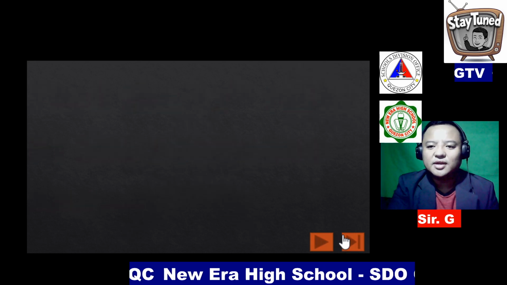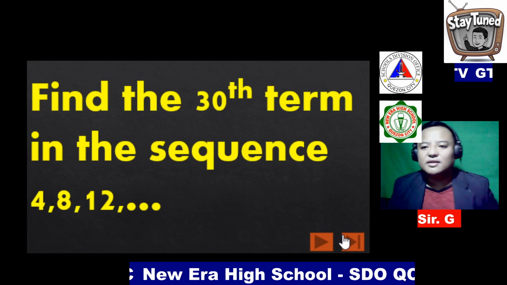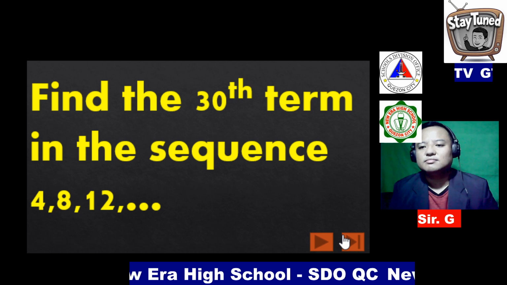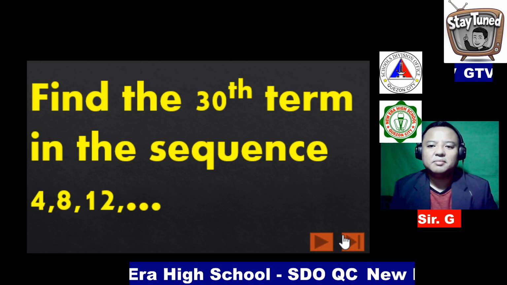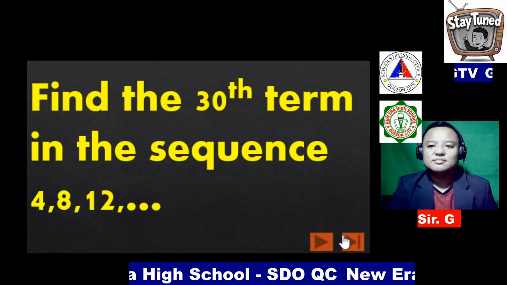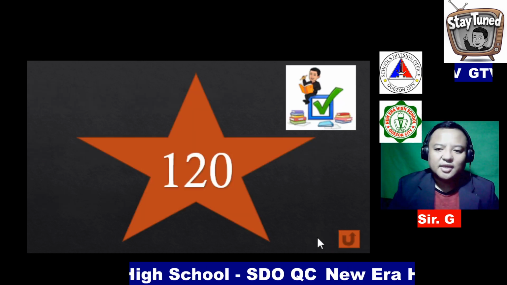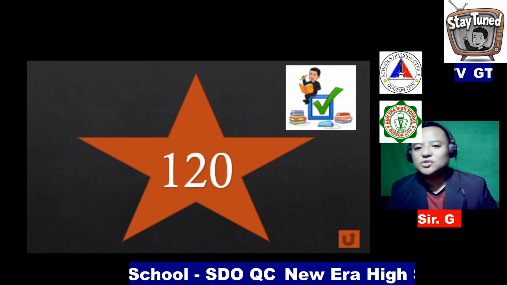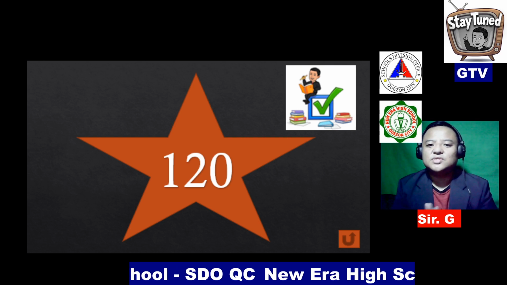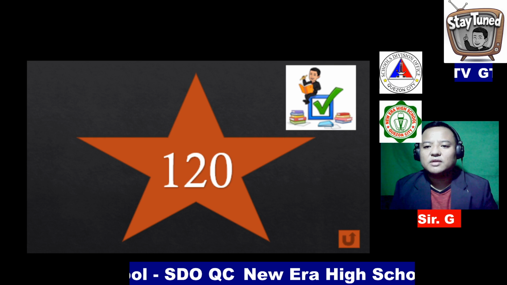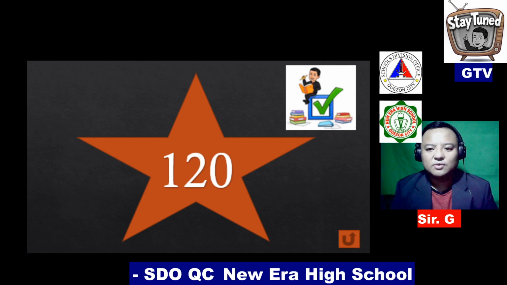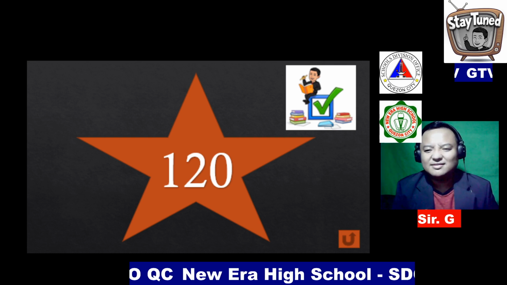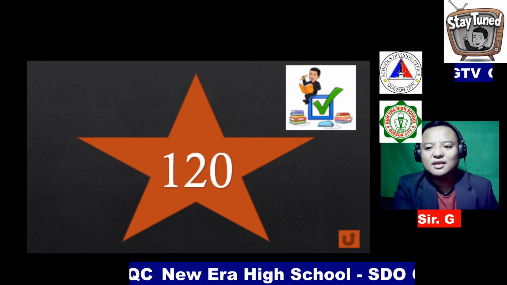Okay, and for our third item, so find the 30th term in the sequence 4, 8, 12. Again, pause the video for 5 minutes, then let's check. Alright, and the 30th term of the sequence is 120. Alright, congratulations for those who got a perfect score. Good job. And for those who do not, just practice. No? You may rewind this video, then take the quiz again, until you got perfect. Alright? It's okay.